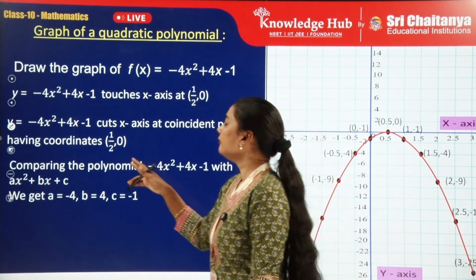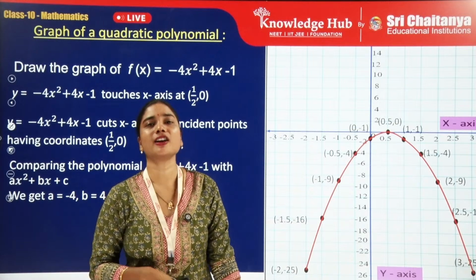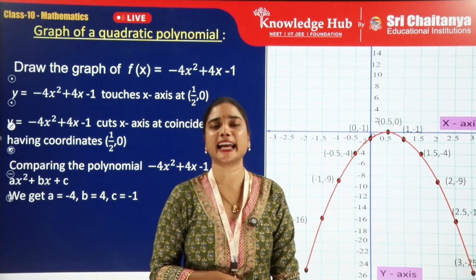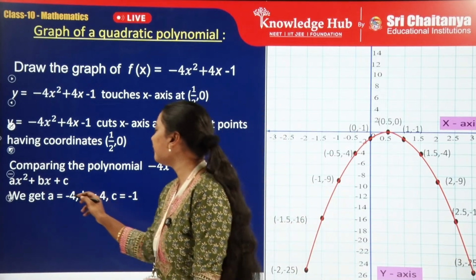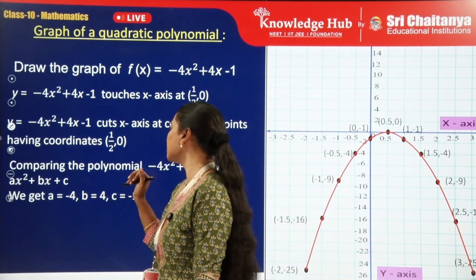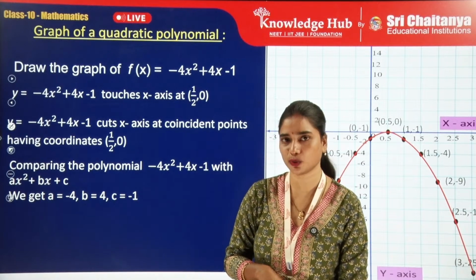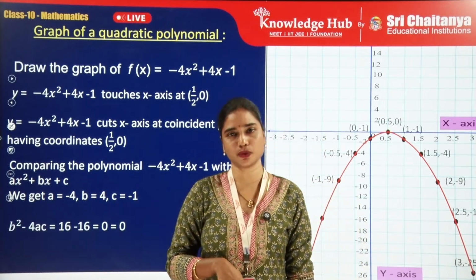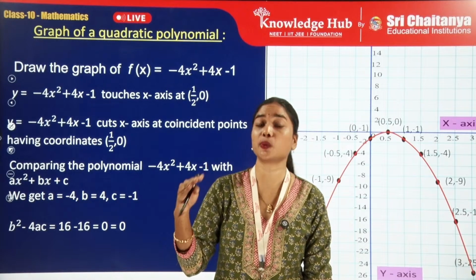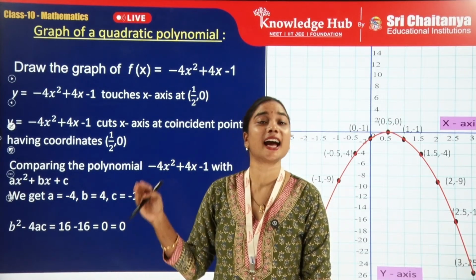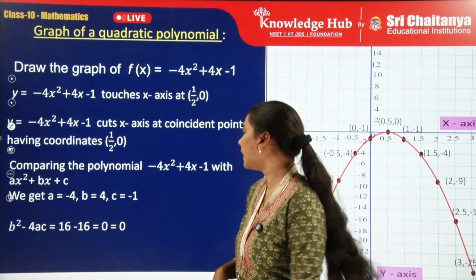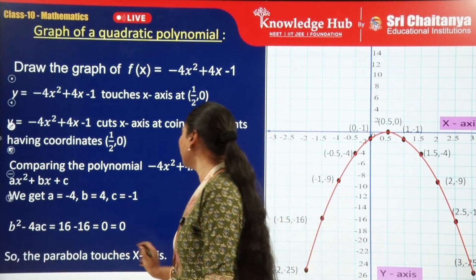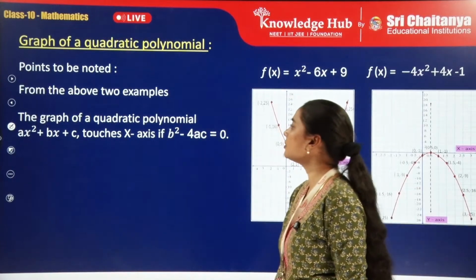And we have to compare the given quadratic polynomial with ax square plus bx plus c. So a value is -4, b value is 4, c value is -1. Find b square minus 4ac. The b square minus 4ac is equal to 0. Hence the parabola just touches the x-axis at one point.